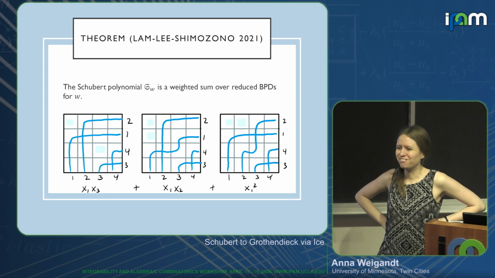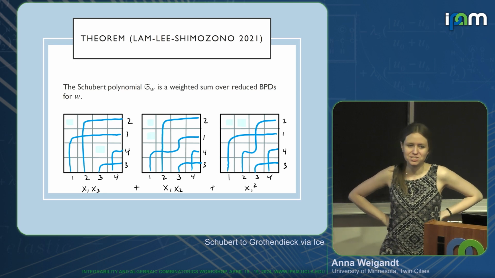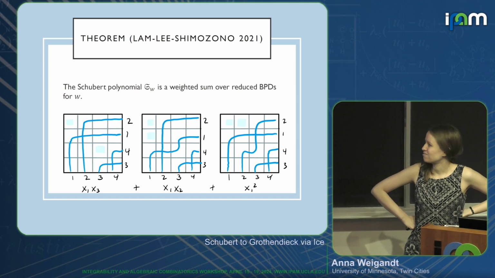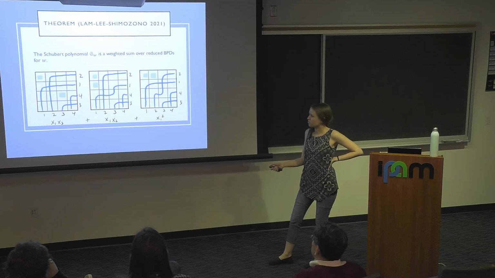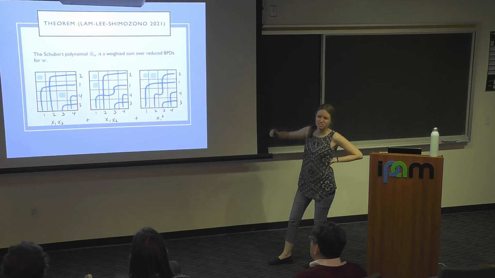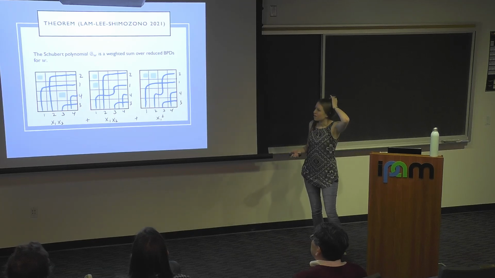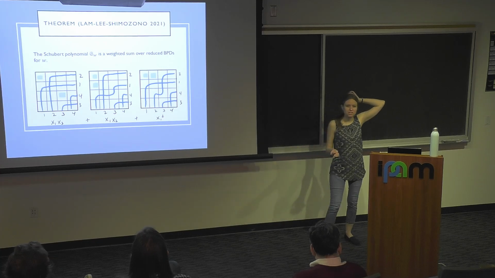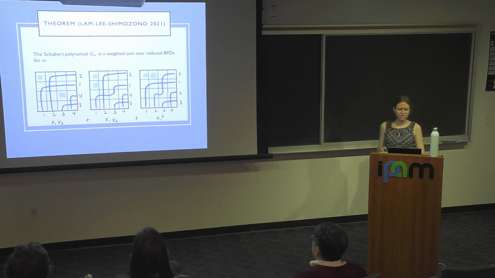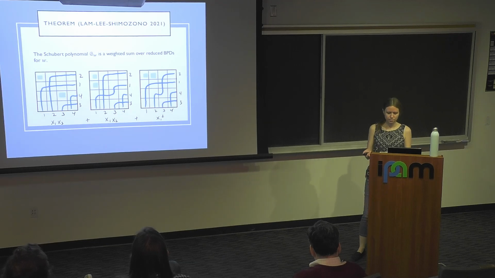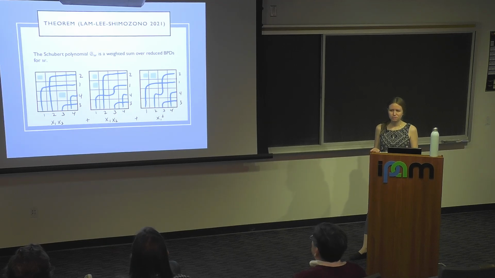And then how do we pick which bumpless pipe dreams go with which permutation? Well, we just follow the pipes. So we label along the bottom with the numbers 1 through n, and then we trace where the pipes go. And this gives us a word in one-line notation if we just shift the word around a little bit. And so we just take the bumpless pipe dreams that trace out our permutation W and sum up their weight monomials, making sure that they're reduced. Pairwise pipes cross at most once. Okay, questions so far? Okay.